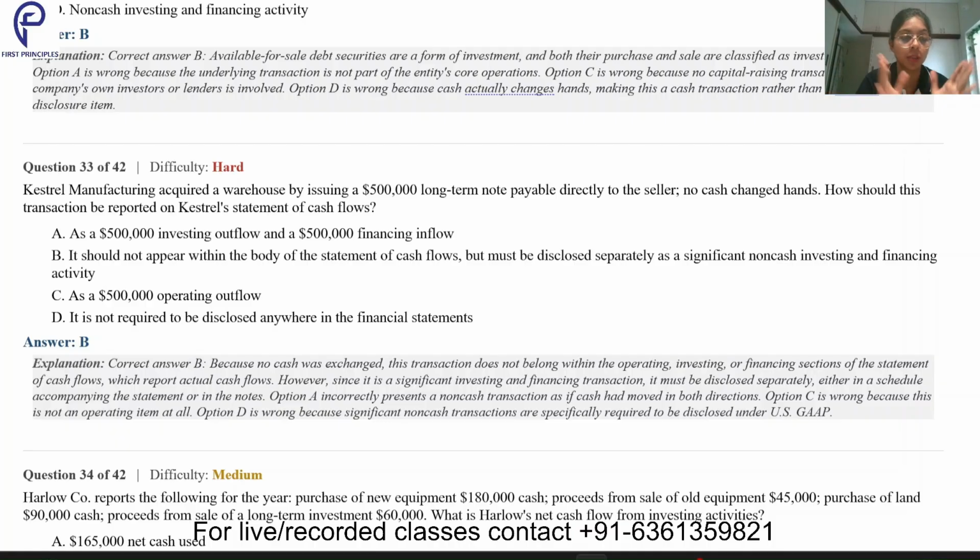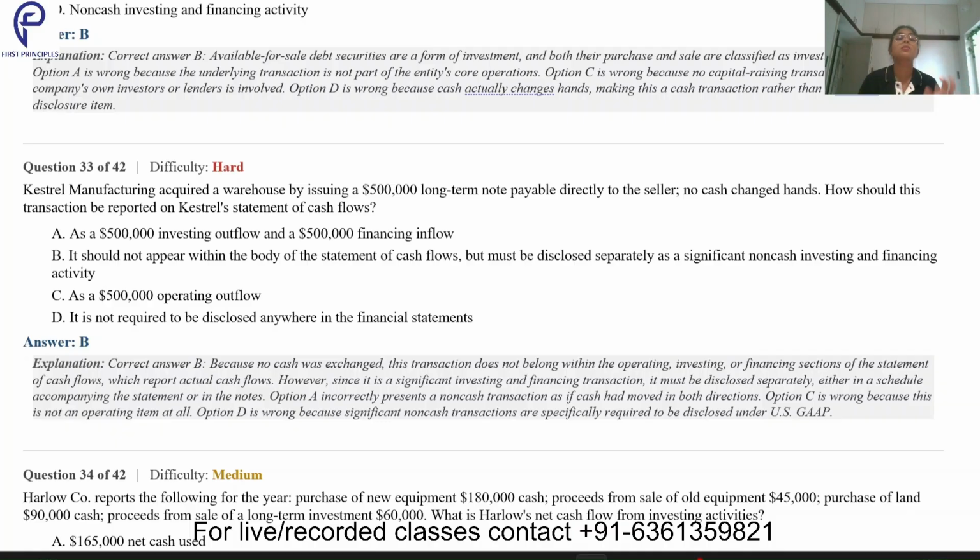So how is it possible? Option B, it should not appear within the body of the statement of cash flows but must be disclosed separately as a significant non-cash investing and financing activity. Does this option sound correct? Yes. Why? Because it clearly says that this transaction should not appear anywhere on my statement of cash flows, but it should be disclosed separately as a significant non-cash investing and financing activity.